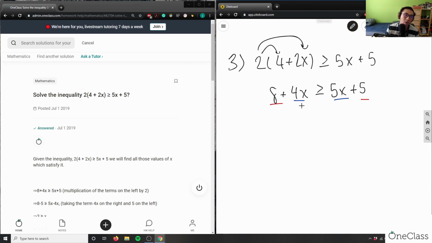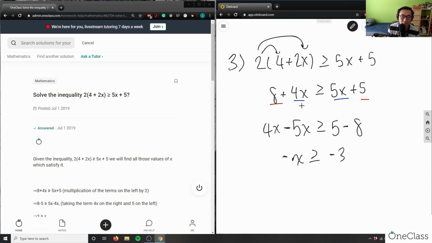So if I want to move x's to the left side, let's move 5x to the side. So I have 4x minus 5x. I'm subtracting 5x from both sides, is greater or equal to, and then I have 5 here. I'm going to move the 8 to the other side, so it's a negative 8. So therefore, I have 4 minus 5 is simply just negative 1x, or negative x, is greater or equal to 5 minus 8 here is negative 3.